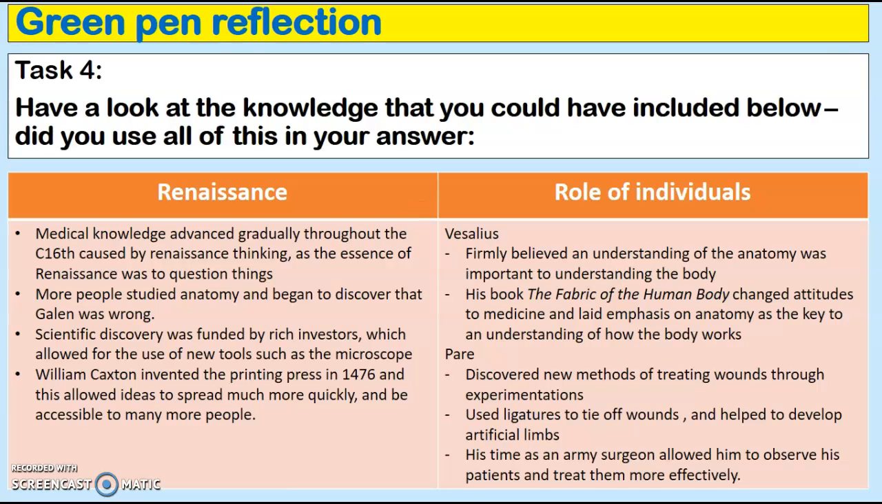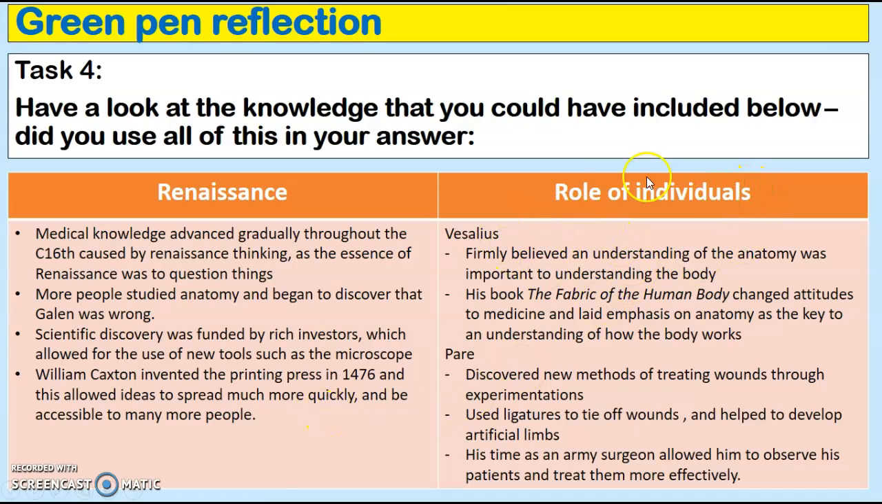Okay, our next task is to look at how you could improve your answer. Here I've got some of the knowledge you could have included in your answer. Overall, if we're thinking about why medical knowledge improved in the 16th century, there are 2 key reasons: the Renaissance and the role of individuals. So medical knowledge advanced gradually throughout the 16th century, caused by Renaissance thinking, as the essence of Renaissance was to question things. More people studied anatomy and began to discover that Galen was wrong. Scientific discovery was funded by rich investors, which allowed the use of new tools, and the printing press, invented in 1476, allowed ideas to spread more quickly and be accessible to many more people.